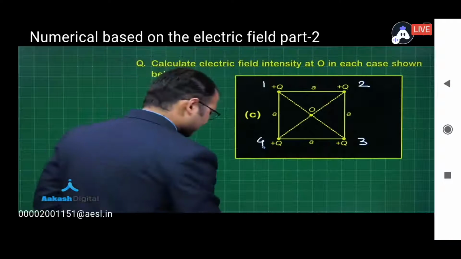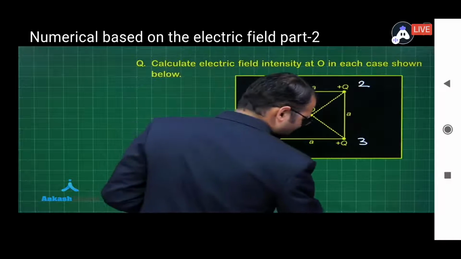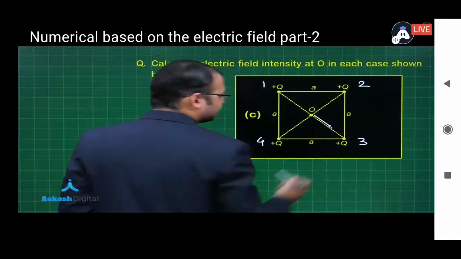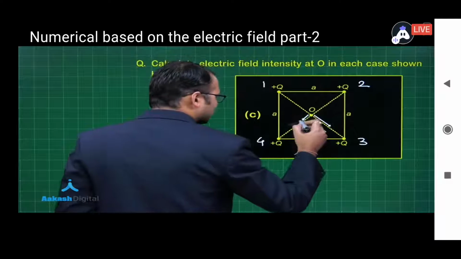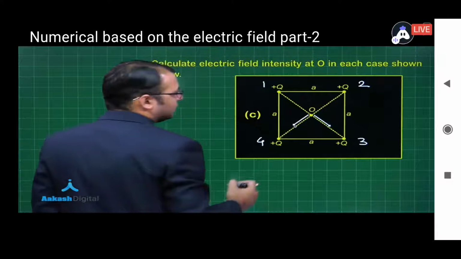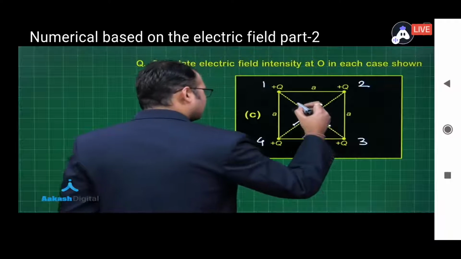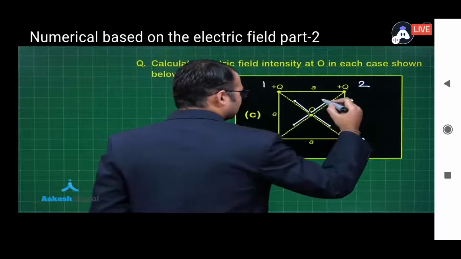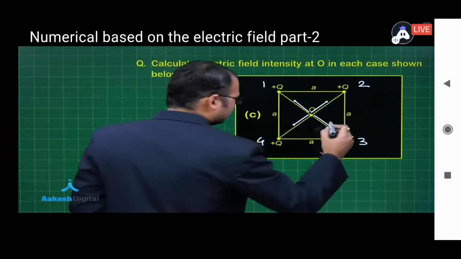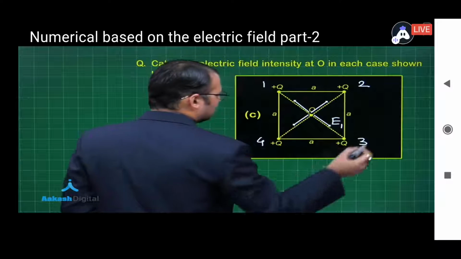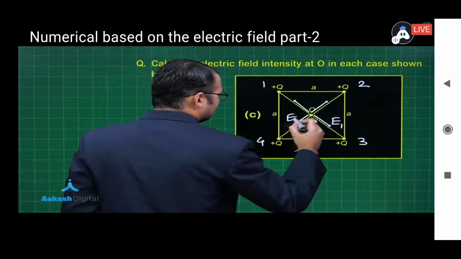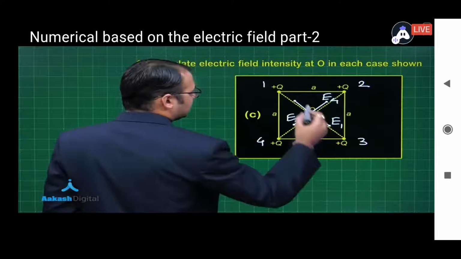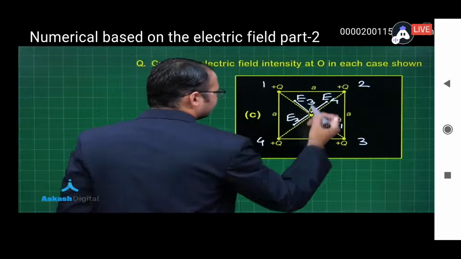Let's start solving it. When you start solving it, you will find that the electric field due to the first charge will be along this line. The electric field due to the second charge will be along this line. The electric field due to the third charge will be along this line. And the electric field due to the fourth charge will be along this line. Let me write that for you. This would be E1. This would be E2. This would be E4. And this would be E3.